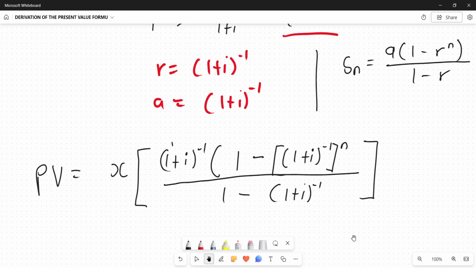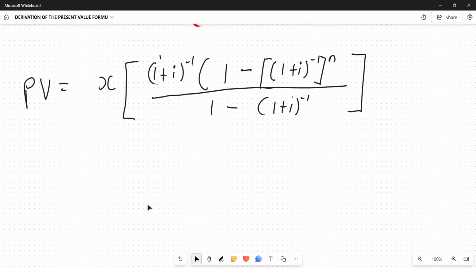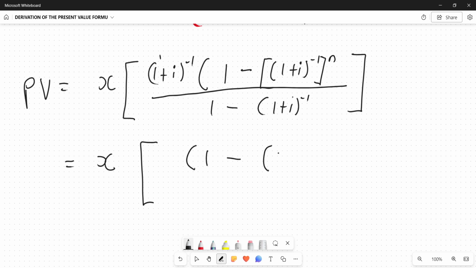So now simplifying this further, we are going to have the present value equals X into, so now we can say this is the same as what? Okay, let me rewrite our numerator first. It will be 1 minus, and multiplying this, remember the law of exponents says a power raised to a power means we multiply the exponents. So it will be minus 1 multiplied by n. So now this will become (1 plus i) to the power of negative n.